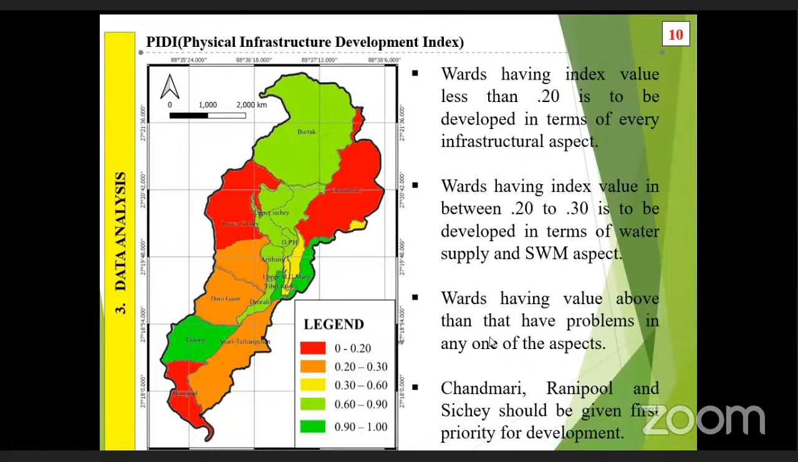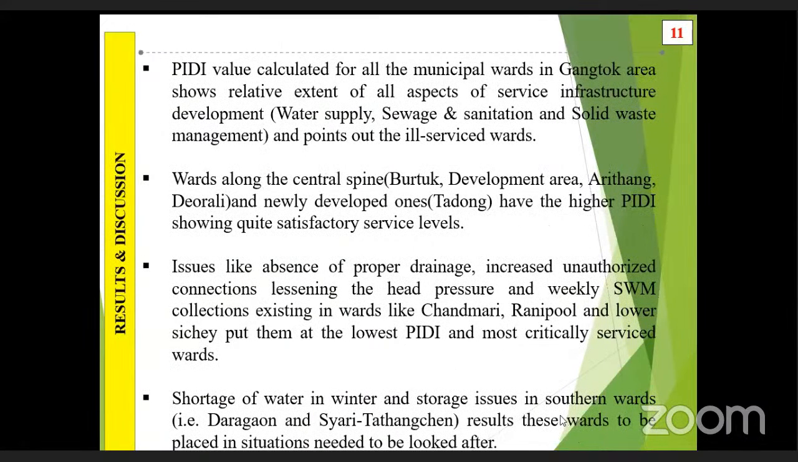Wards having an index value less than 0.20 are critical areas. Those need to be developed in every infrastructural aspect that we have considered. Wards having a value of 0.2 to 0.3 have to be developed in terms of water supply and solid waste management, like some of the southern wards. Wards having a PIDI value greater than 0.3 up to 1 may or may not have problems, so those wards can be given the least priority. As we can see, Chandmari, Ranipul, and Lower Siche, these 3 wards should be given the first priority for development. After the data analysis, we can have an overview of the results and discuss them.